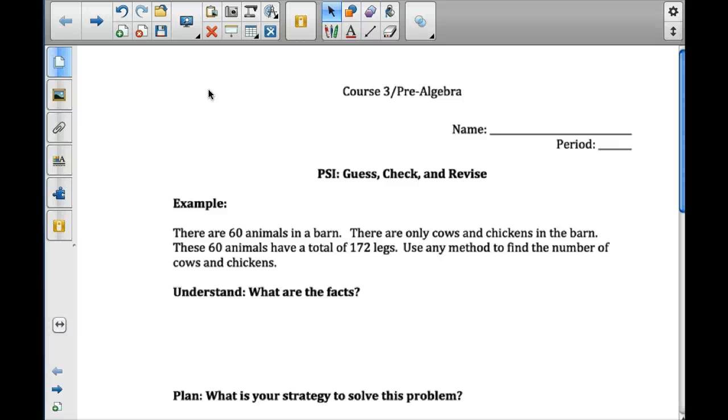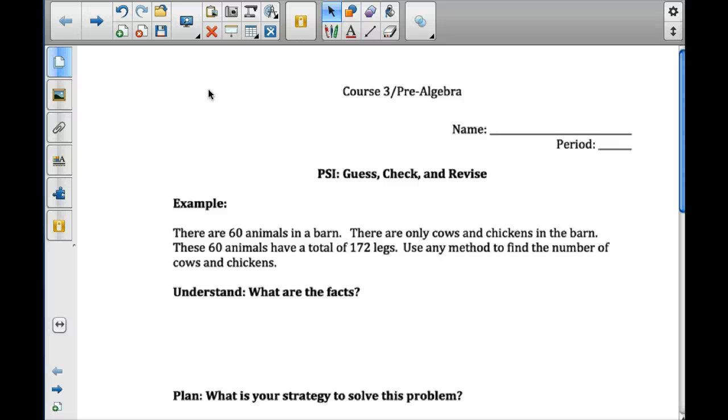Okay, so picture what's going on here. We got a big old barn. There's 60 cows and chickens. Okay? They have 172 total legs. So, you got to know how many legs one cow has and one chicken has.